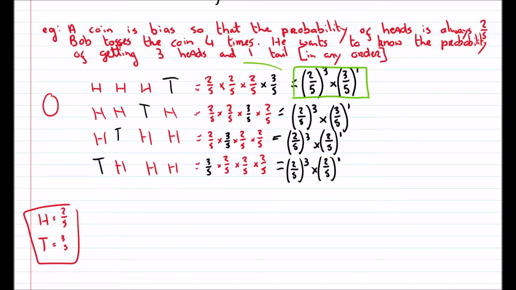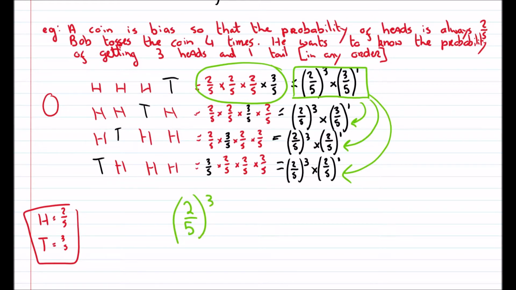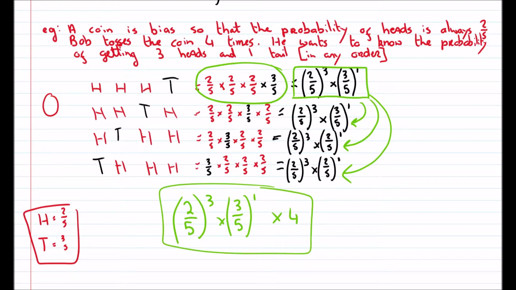And now, have a look at this. This here substitutes all of this. Okay? And notice that it's the same for these. So could I write 2 over 5 multiplied by itself 3 times, multiplied by 3 over 5 multiplied by itself once, multiplied by 4. Would that actually substitute all of this? Yes, it would.